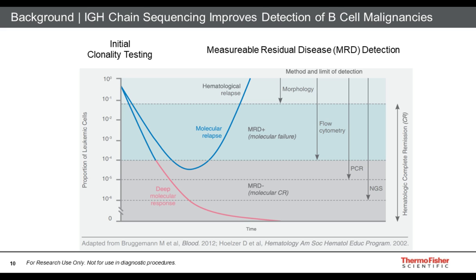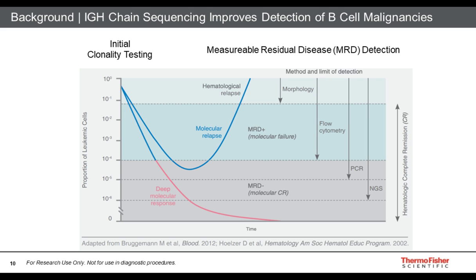So the reason why the field has been migrating to immune repertoire sequencing is that it allows one to achieve a very low limit of detection. 10 to the -6 has been demonstrated regularly, and this distinguishes it from other common approaches.